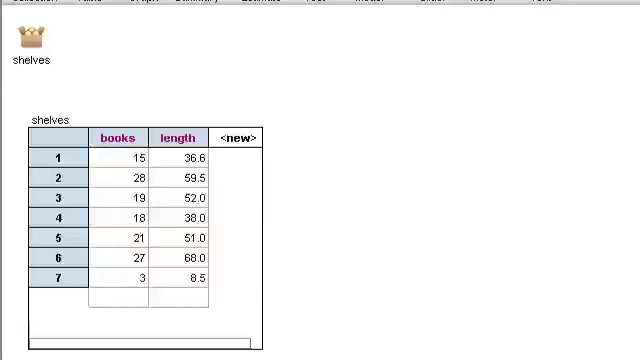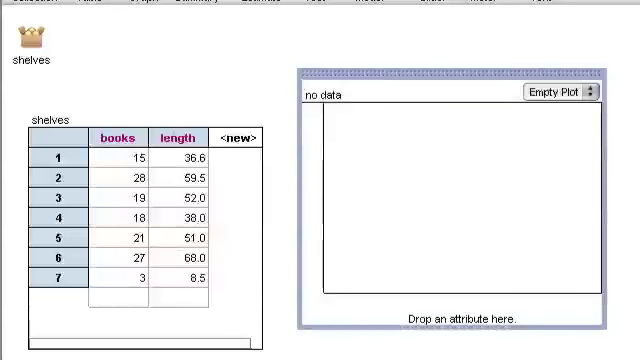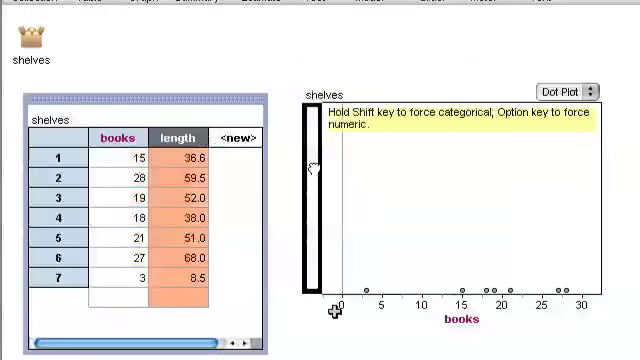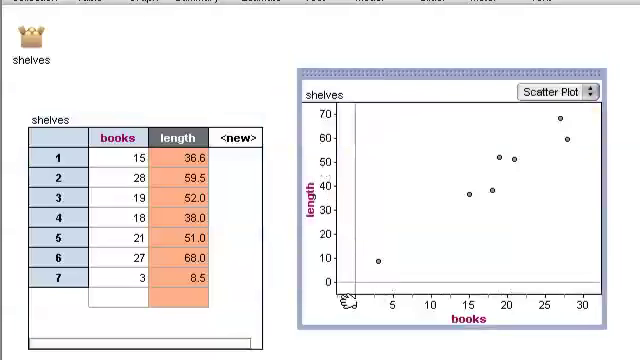If I make a graph, think quickly, what goes on the horizontal axis? The answer is books goes on the horizontal axis. And these lengths are in centimeters, though I have not put units on them. If I do this, I see what's probably not surprising. Notice how the more books there are, the longer the set of books is.